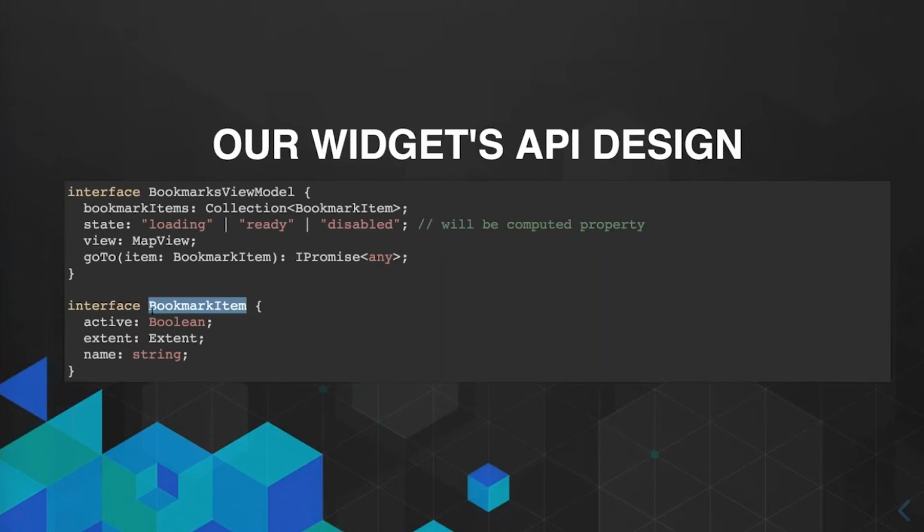And here's a little helper class we're creating called bookmark item. You can see it has the basic bookmark stuff like extent and name, but we wanted to enhance it a little bit more and add a property called active. We'll be setting this to true when the bookmark is actually being navigated to. This way in our widget, we can show an animation spinner when the bookmark item is active.